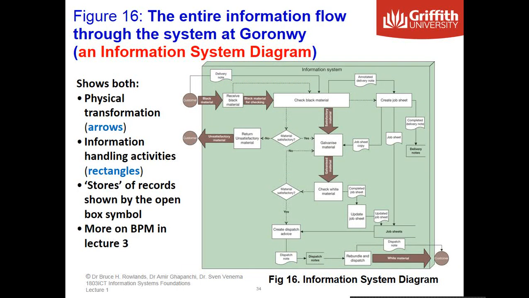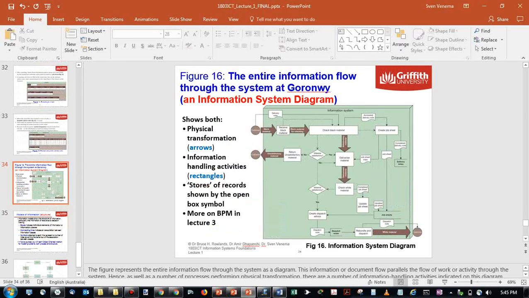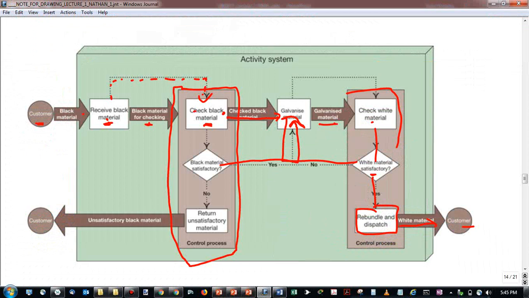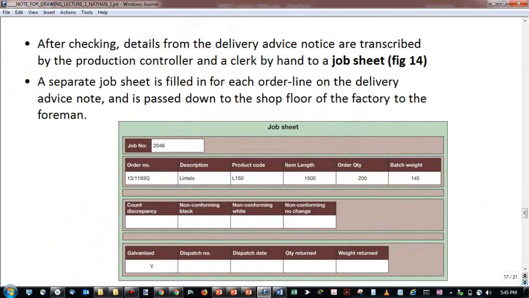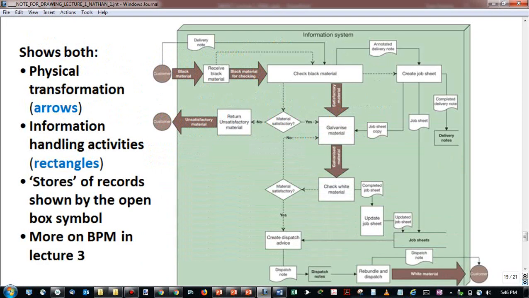So here's the entire information flow through the system. Again, I'm not going to spend a lot of time on this, but I will just talk through it to show you the difference here. Before, this was a much simpler diagram. Now there's a lot more stuff going on. Is it still the same thing?